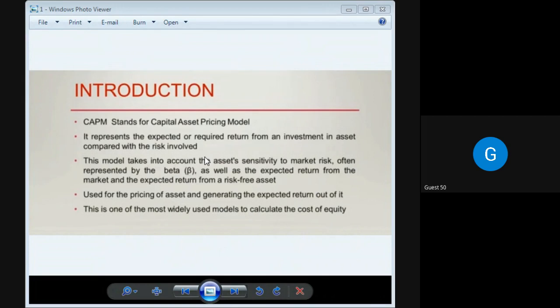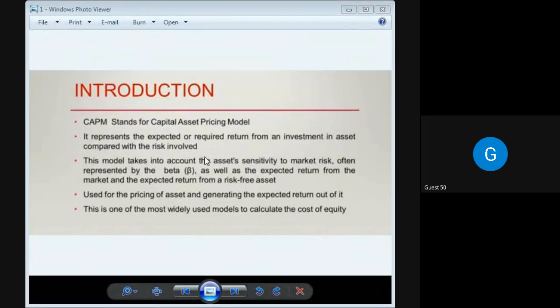And this is one of the most widely used models to calculate the cost of equity. Okay, most widely. Why most widely used? Because there are some other formulas available for the calculation of cost of equity. We can say that CAPM, the capital asset pricing model, is not the only model or method to find out the cost of equity. There are some other models, like the multi-beta model and the dividend discount model. But mostly the capital asset pricing model is used to calculate the cost of equity.